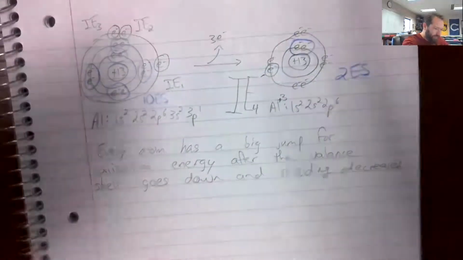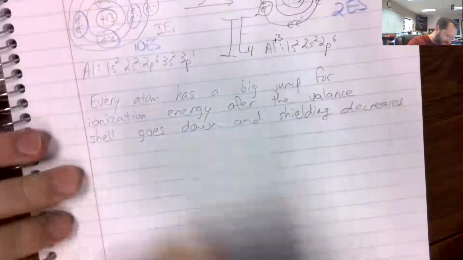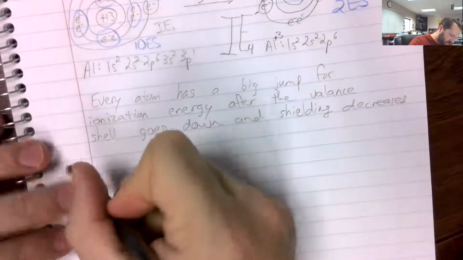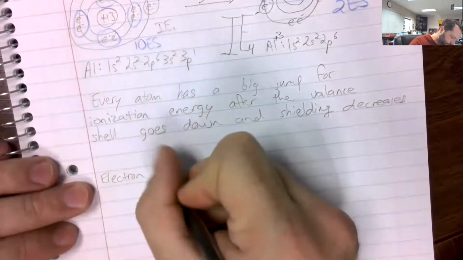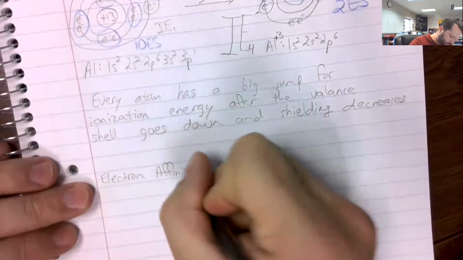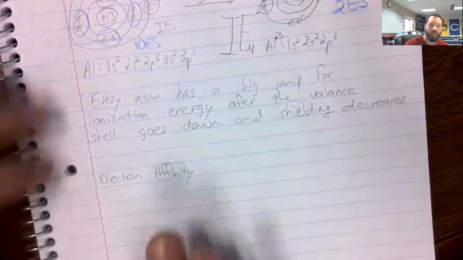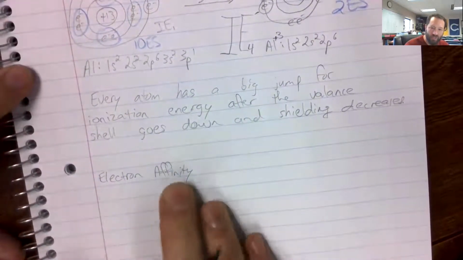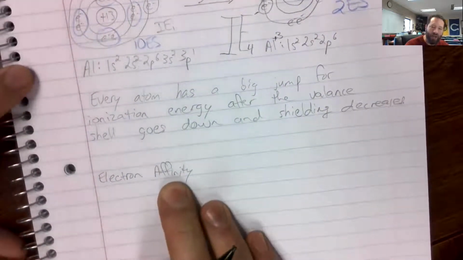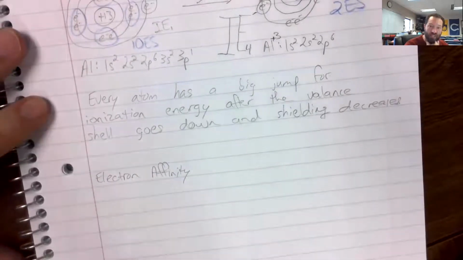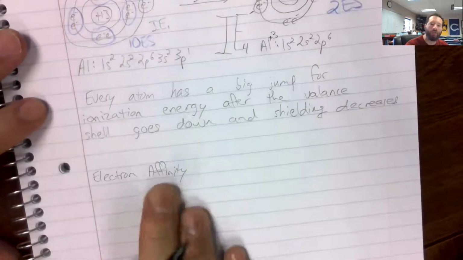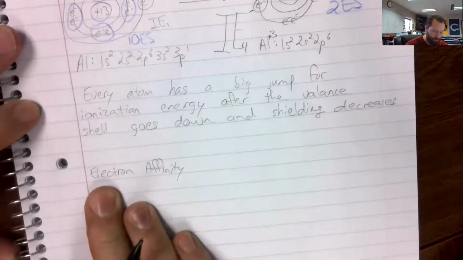All right, one final trend to talk about here. We'll wrap these notes up. I'm going to take a shortcut on this. All right, so electron affinity. Again, this one means love. How much do atoms love electrons? We're asking how much energy is released when an atom gains an electron.